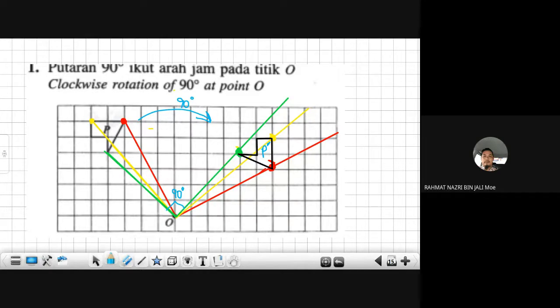Apa remove? Okay, thank you for your response. Now we're gonna complete the second one. Apa ada orang kena remove? Okay, next one, number 2. Question number 2.